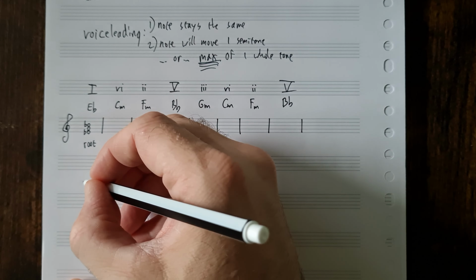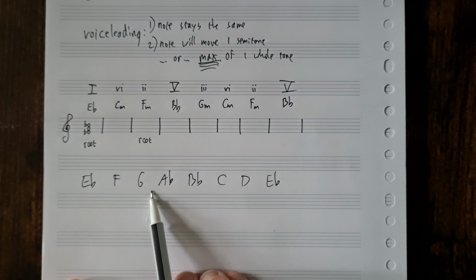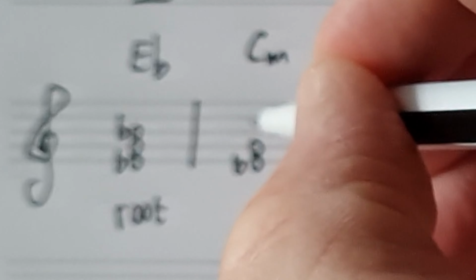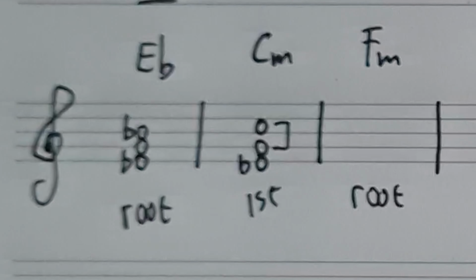E flat has E flat, G, B flat. C minor has C, E flat, G. They're sharing E flat and G, right? So we can just keep those notes, E flat and G, and you move the B flat up to C. And this is a first inversion chord because the root is at the top. We've got the 4th here indicating where the root is.